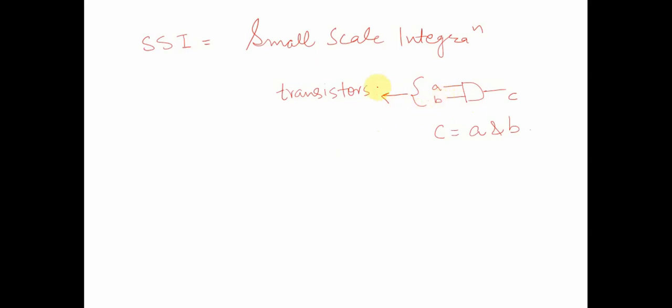And basically, when we say small scale integration, it means how many transistors a circuit has. Usually in small scale integration, we have less than 10 transistors, or we can simply say gates, less than 10 gates. Then we have medium scale integration, MSI, where we have gates in the range of say 10 to 100.